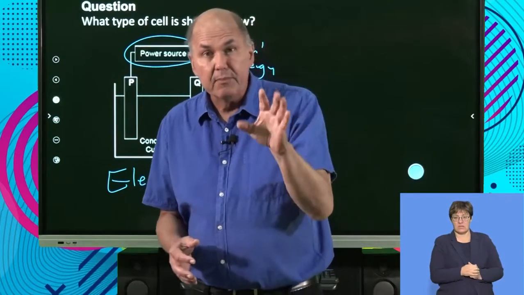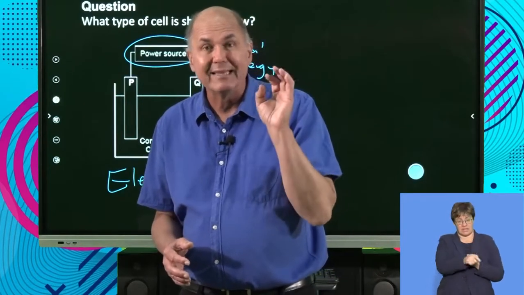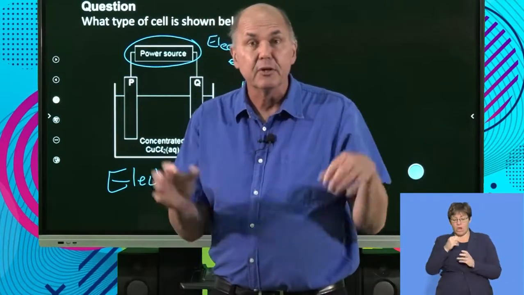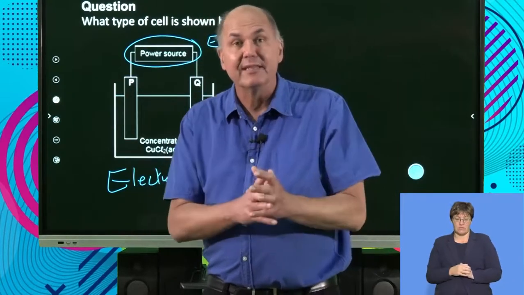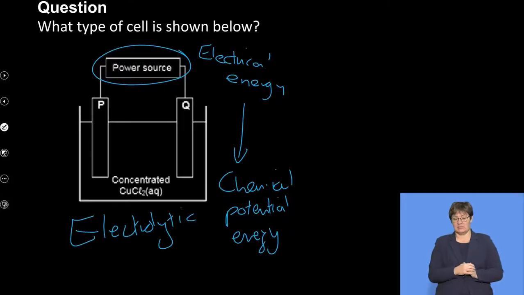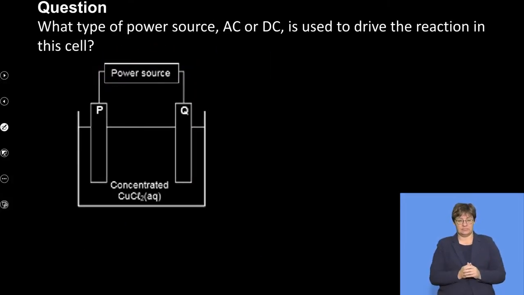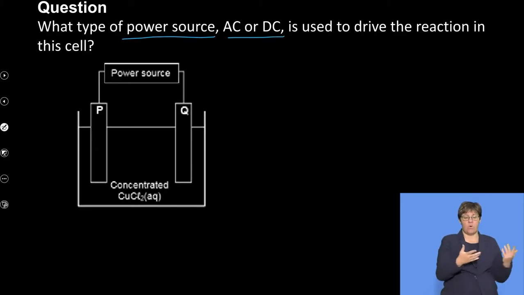So very important that you be able to identify these cells. Notice there's no salt bridge, there's one container, and there's a battery. There's no voltmeter in this scenario. Let's go to the next question, and you'll say, interesting, what type of power source is there? Is it an AC or a DC electrical power source that is used to drive this?